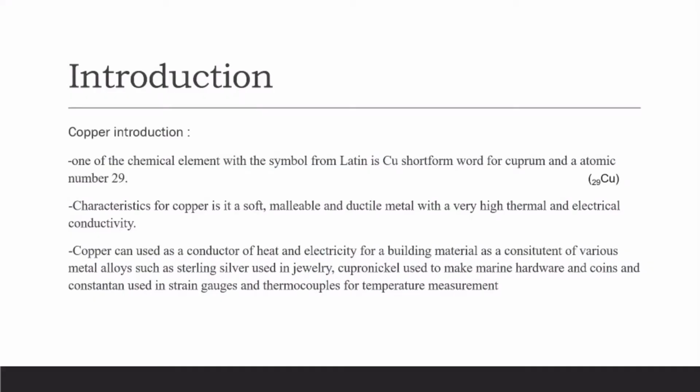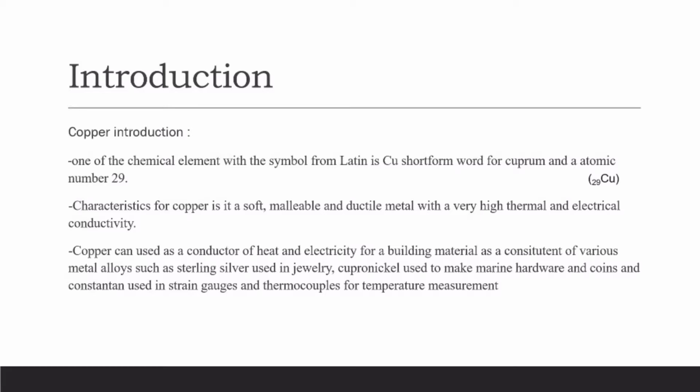Next, this is the introduction. First of all, we must know what copper is. Copper is one of the chemical elements with the symbol Cu, from the Latin word cuprum, and atomic number 29. As we can see on the right side here, the number 29 and the letters Cu are one example of an isotope of copper.